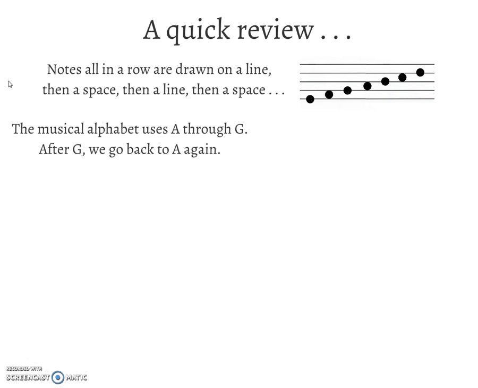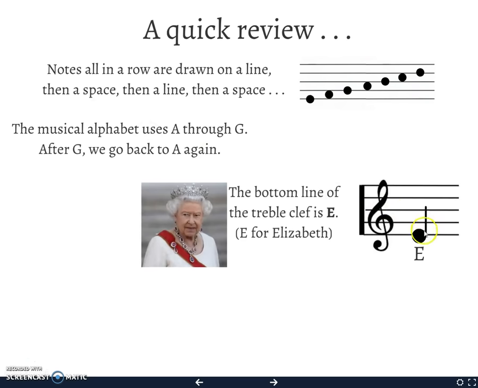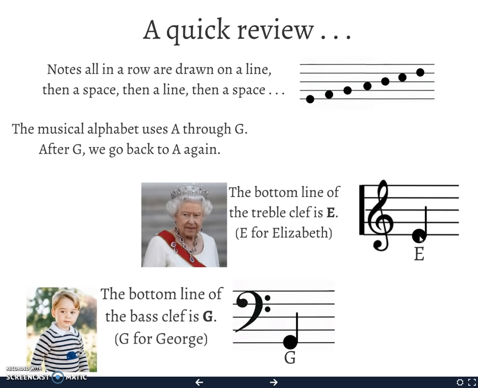The musical alphabet uses letters A through G. And then after G, we would go back to A again. So A, B, C, D, E, F, G, A, B, C, D, E, F, G. The bottom line of the treble clef is E, E for Queen Elizabeth. The bottom line of the bass clef is G, G is for George.